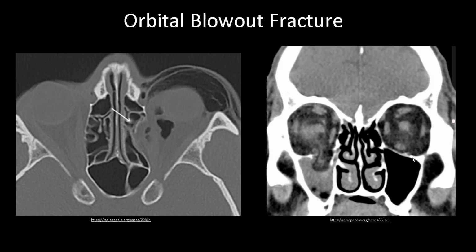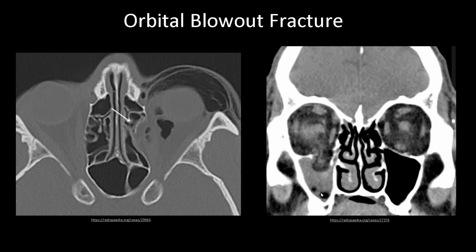Nice intact roof of the maxillary sinus, and then the orbit is essentially a different structure from that. It should not be invading into the maxillary sinus. On this side, you have a defect within that maxillary sinus roof. You have fluid, which is this kind of hazy gray attenuation, or blood filling the maxillary sinus.